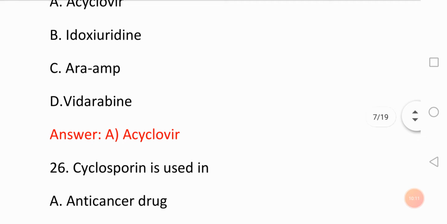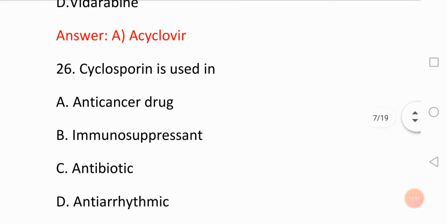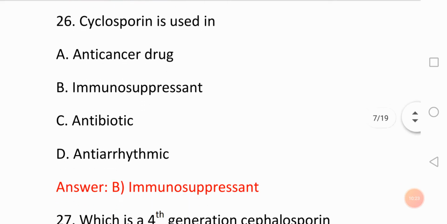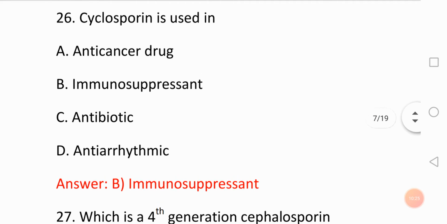26. Cyclosporin is used as A. anti-cancer drug, B. immunosuppressant, C. antibiotic, and D. antiarrhythmic. And the answer is B, immunosuppressant. It is used to prevent rejection in organ transplant.